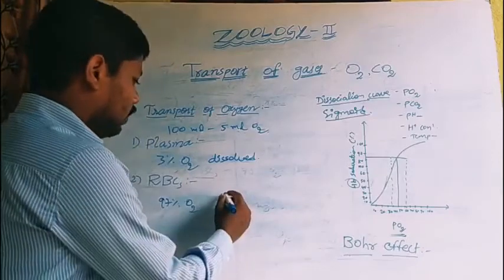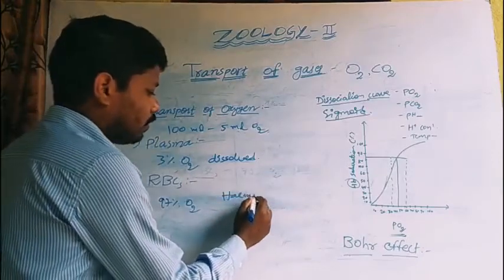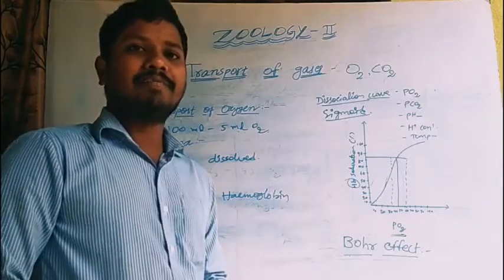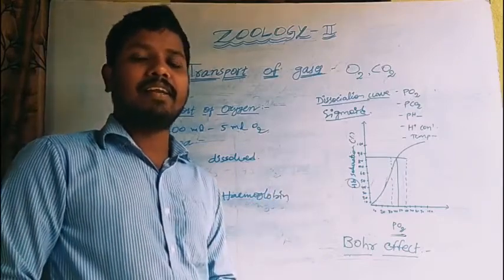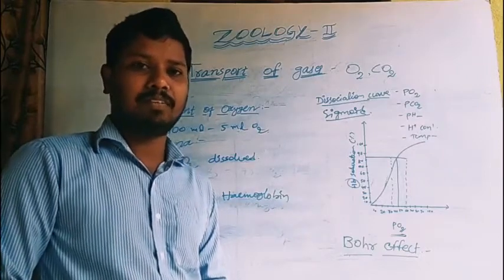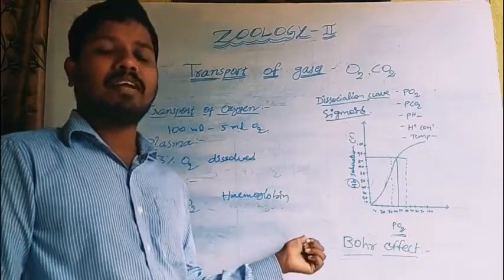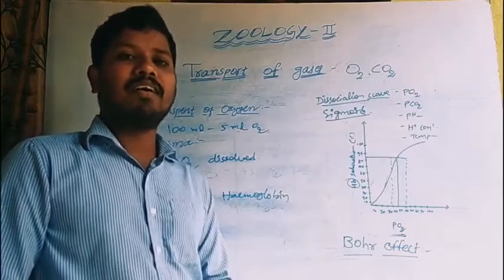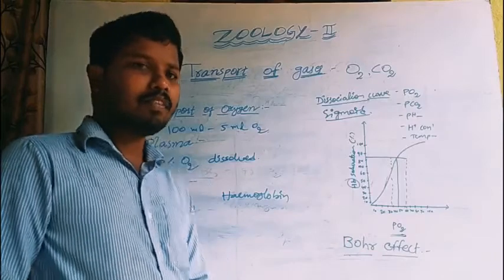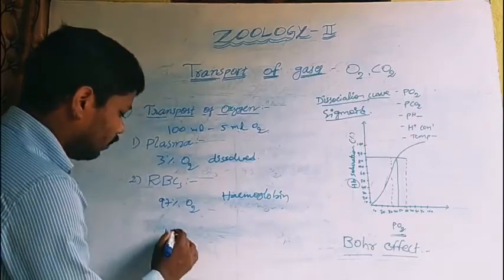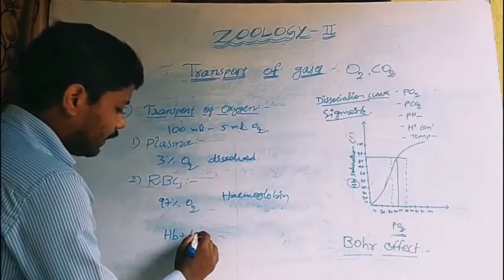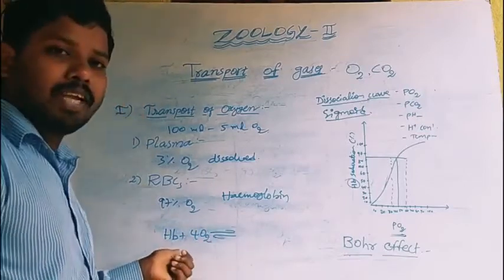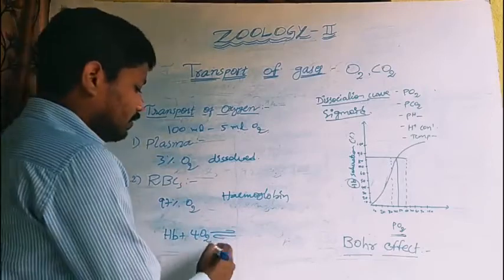Here, hemoglobin is a red-colored, iron-containing respiratory pigment which is present in the red blood cells. Each hemoglobin molecule can carry 4 oxygen molecules.